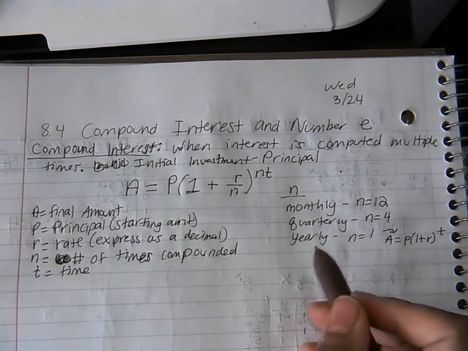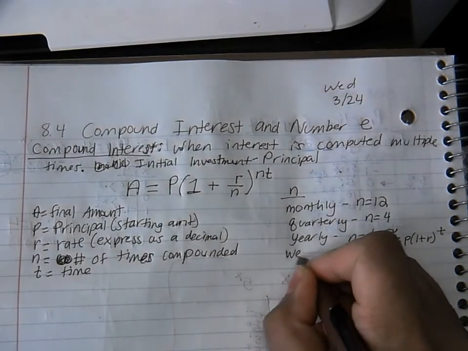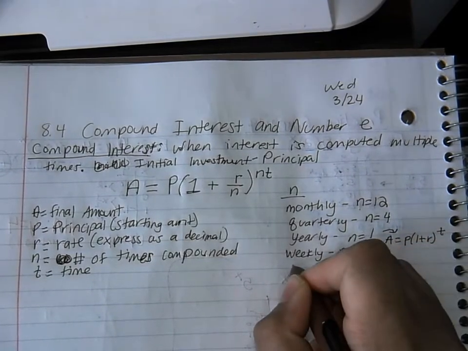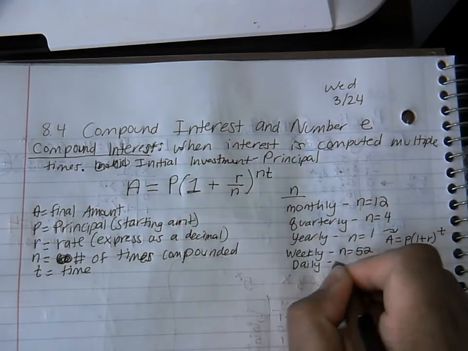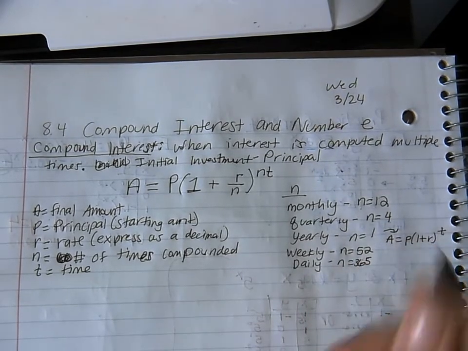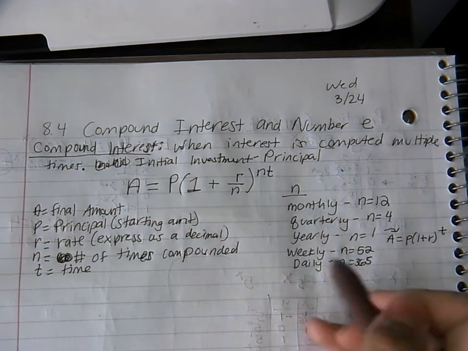So it can tell you an actual number. Other ones that you could write here, weekly means n is 52, and daily is n is 365, right? Because that's how many days are in a year. Not counting like leap year and stuff like that.